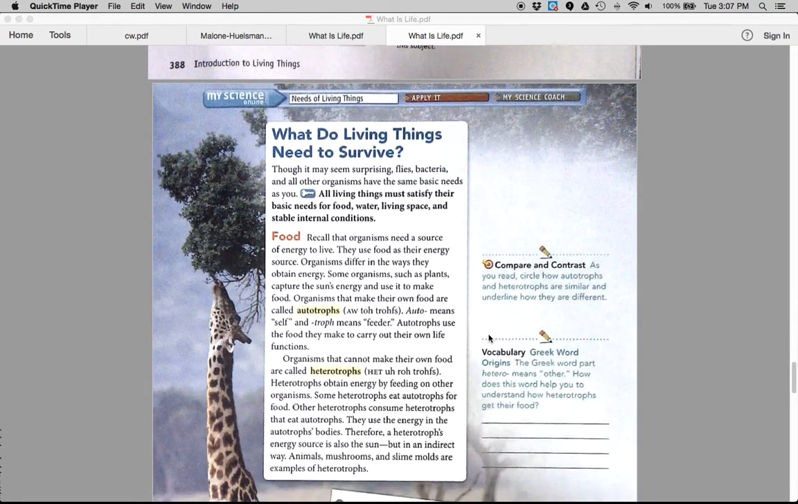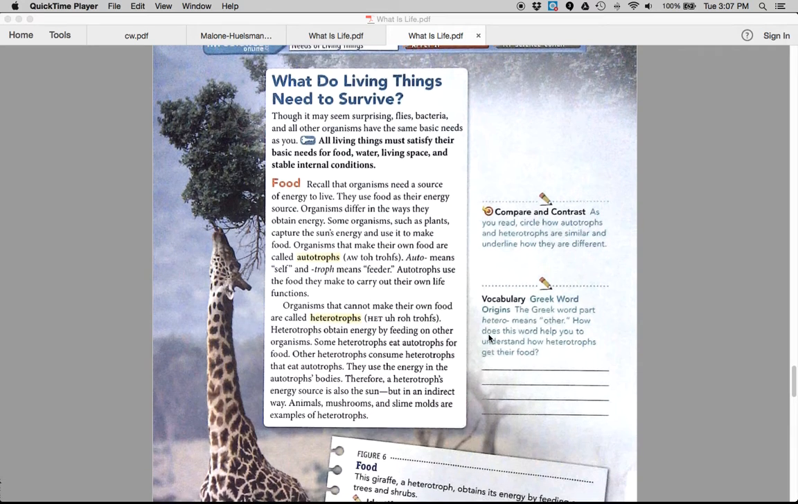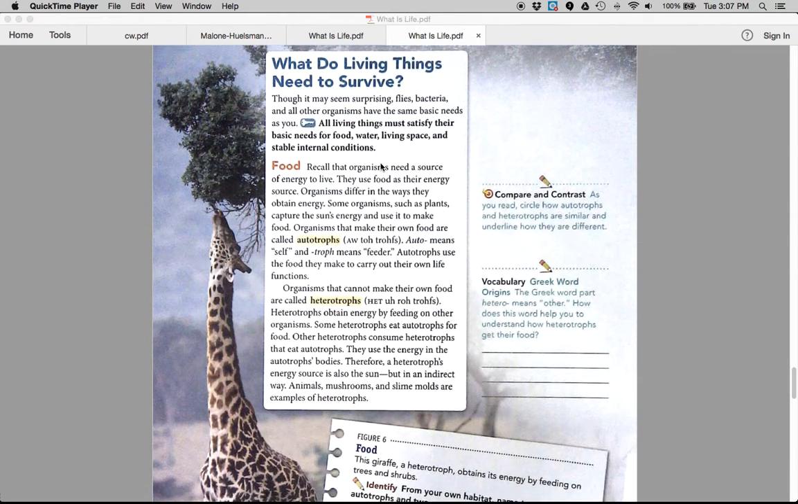What do living things need to survive? Though it may seem surprising, flies, bacteria, and all other organisms have the same basic needs as you. All living things must satisfy their basic needs for food, water, living space, and stable internal conditions.